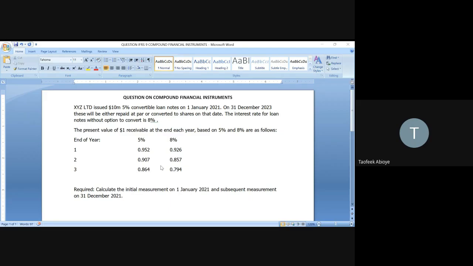XYZ Limited issued a 10 million 5% convertible loan note on 1st January 2021. Now, the first question I want to ask is: is this a financial asset or a financial liability?